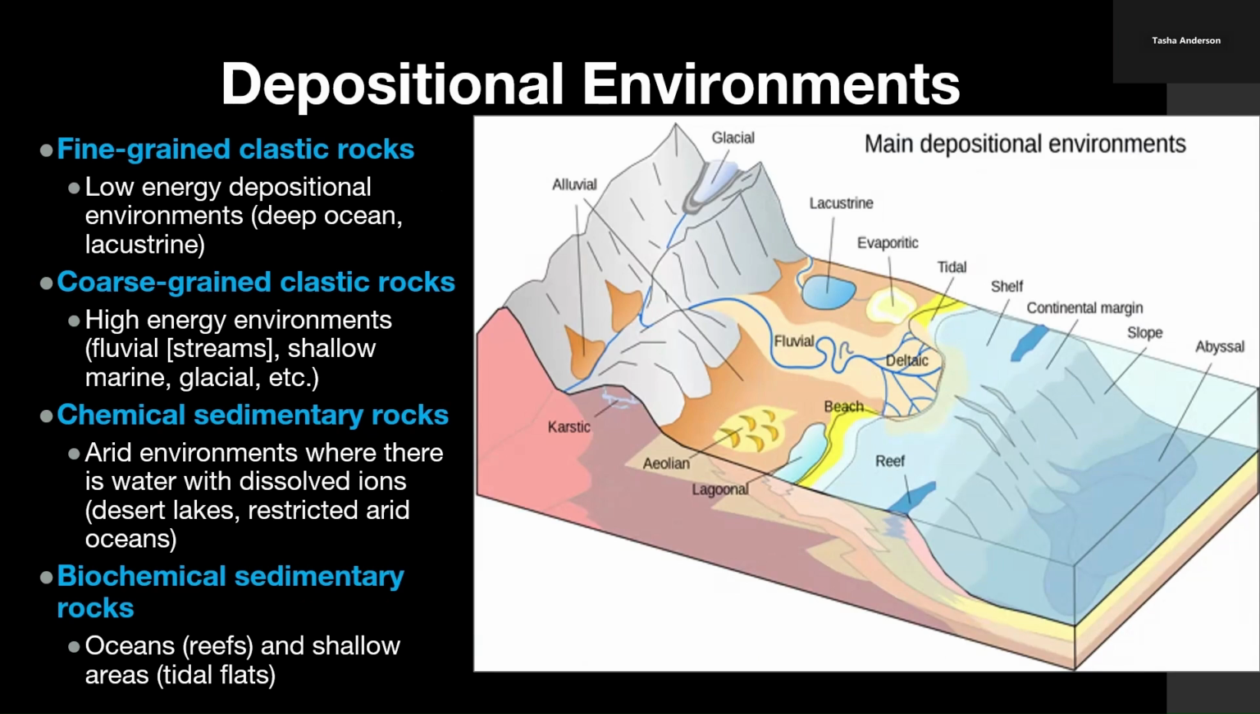Chemical sedimentary rocks often form in evaporite settings such as desert lakes and other arid basins where minerals precipitate out of solution. Biochemical rocks form in environments with abundant biological activity such as reefs, tidal flats, or shallow marine settings.